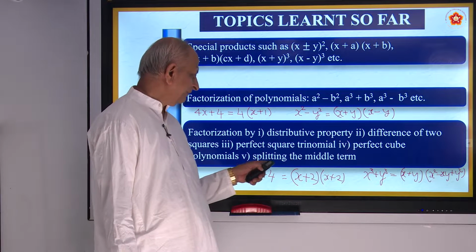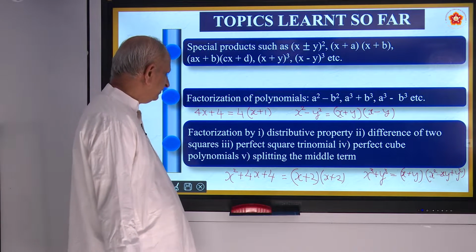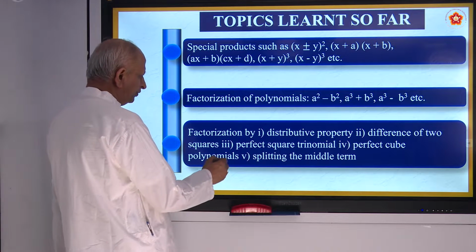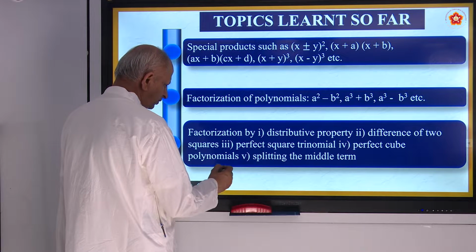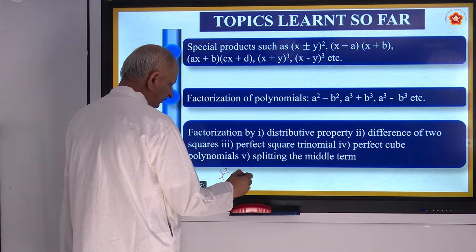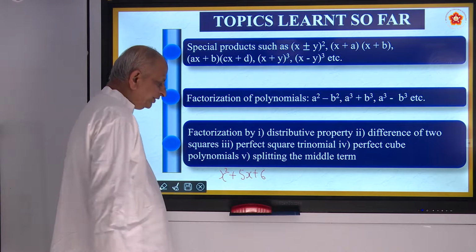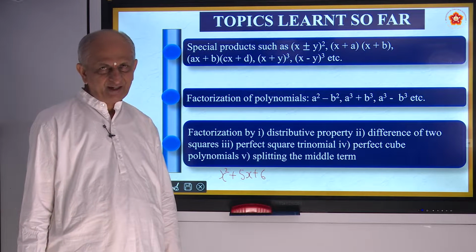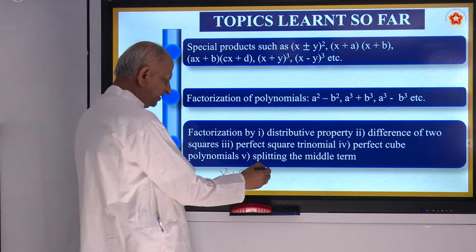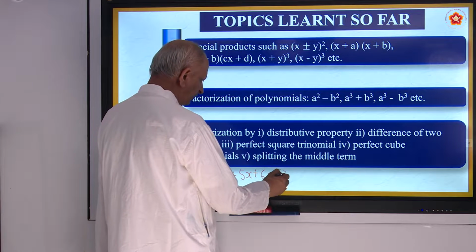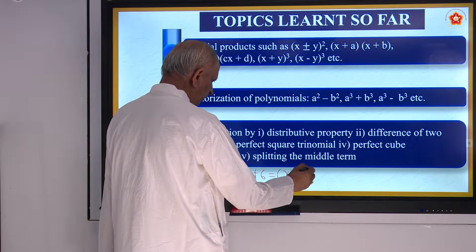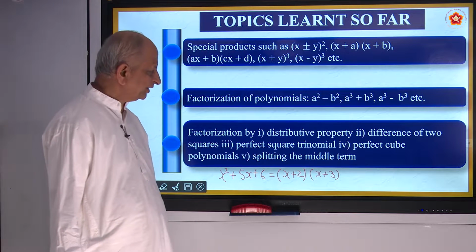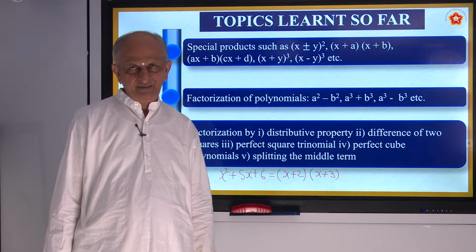Then you have splitting the middle term, that is the last item we studied. In splitting the middle term, suppose you have x squared plus 5x plus 6. So 6 is the product, 5 is the sum. What are the factors of that? 3 twos are 6, right? So factors will be x plus 2 into x plus 3. They are the factors. So these are the things we have already studied.